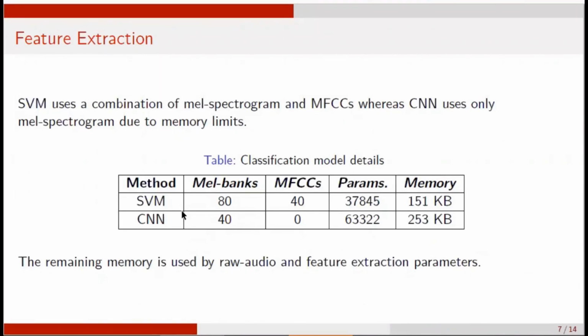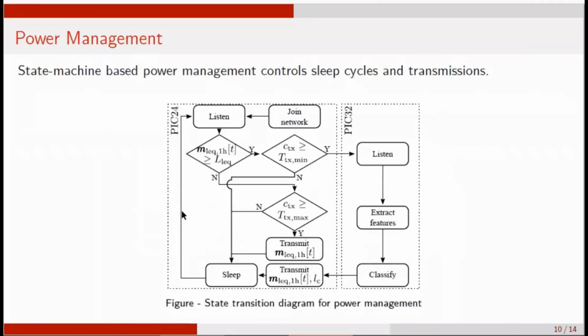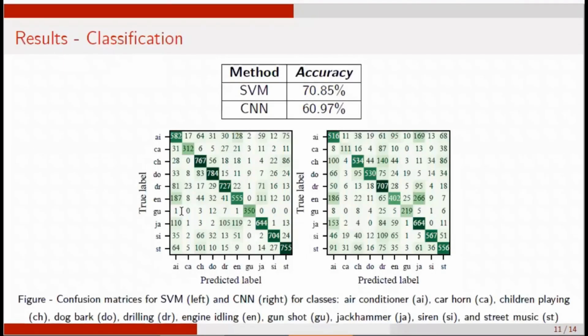You can also see the CNN. We can't even use the MFCC because it's already running out of memory. We did try an experiment, which we didn't show here: for SVM, if we use the same MEL banks, the performance is almost equivalent to the CNN, or could be worse. In this configuration, the performance of SVM actually outperforms the CNN for classification. And this is the confusion matrix based on the urban sound data.